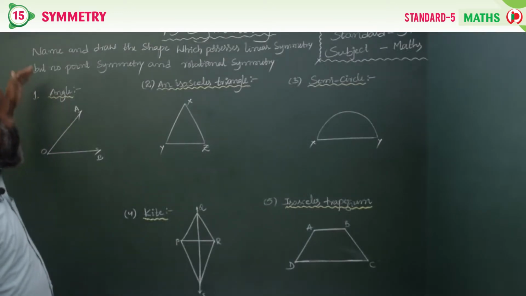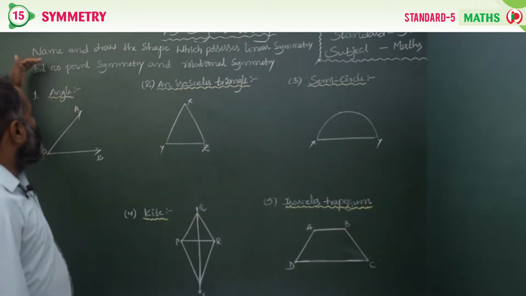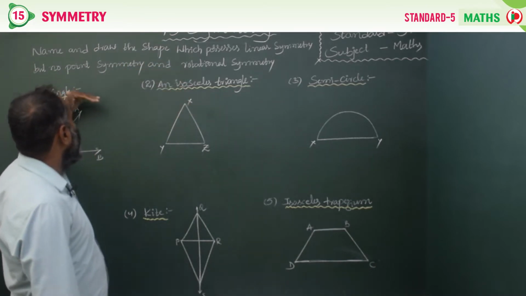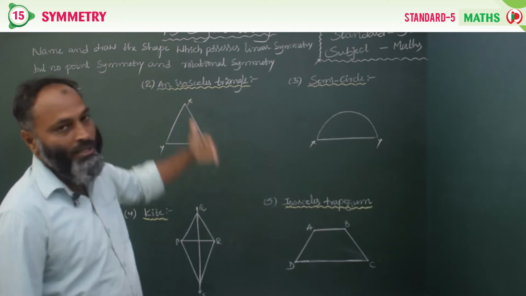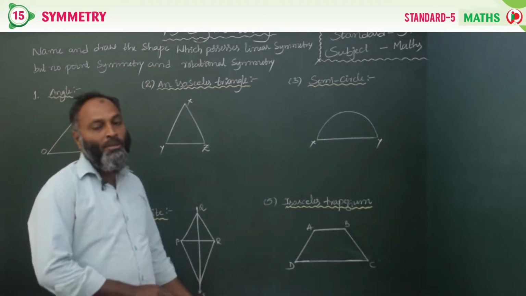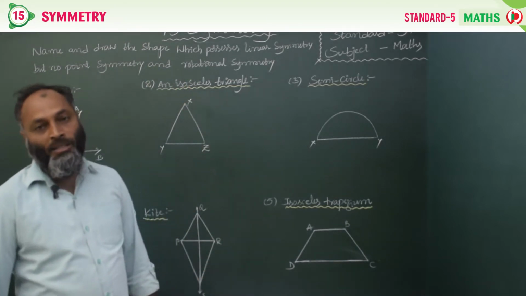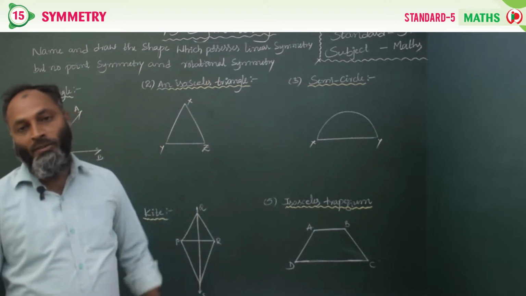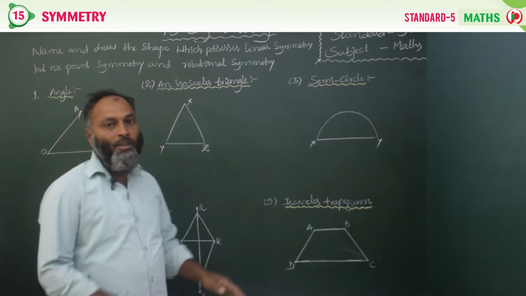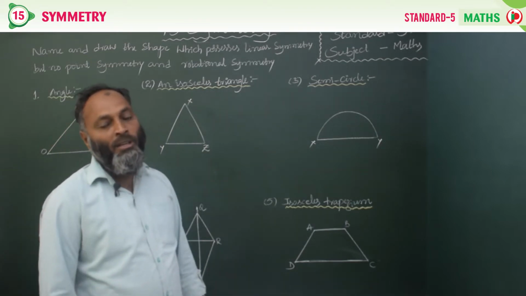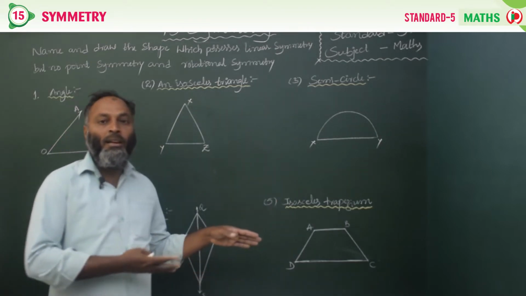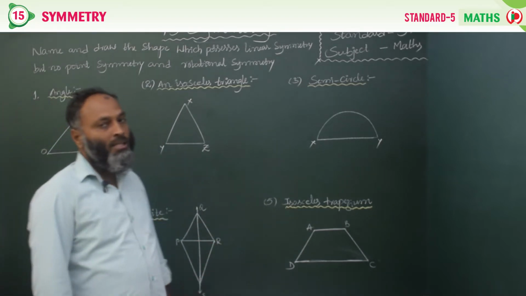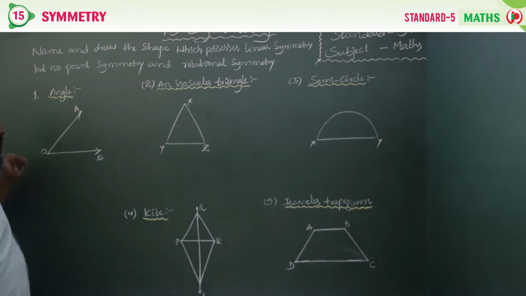Now, students, next the concept. Name and draw the shapes which possess linear symmetry but no point of symmetry and rotational symmetry. There is no point of symmetry and no rotational symmetry, only line of symmetry. Such figures we should draw and see. Which figure has only a line of symmetry, and which figure does not have rotational symmetry and point of symmetry? See here, the first one, an angle.